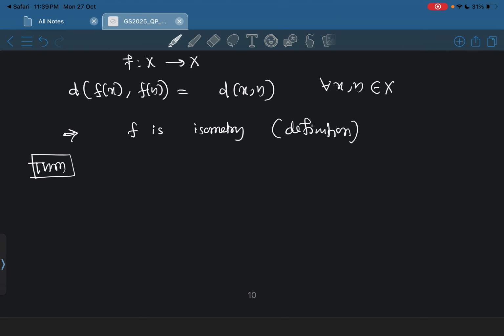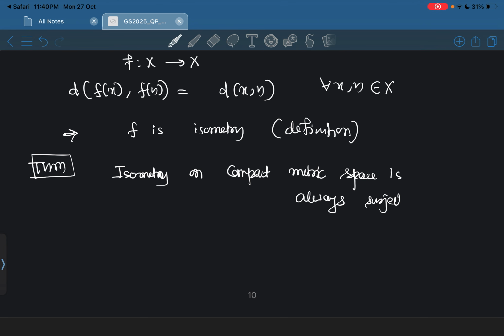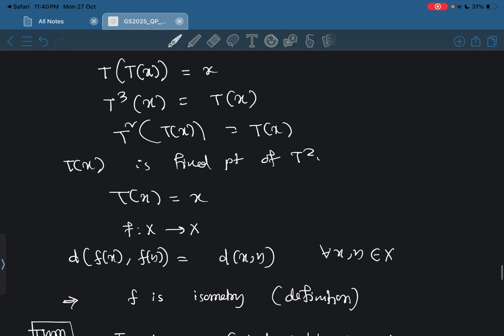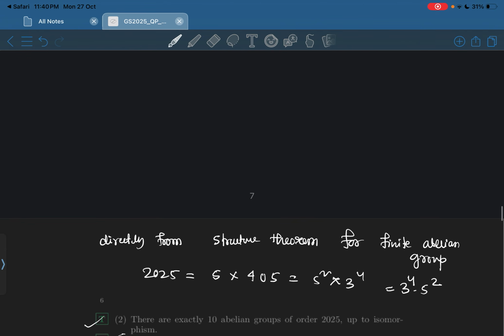So the theorem is that an isometry on a compact metric space is always surjective. Okay, so now look at this problem.